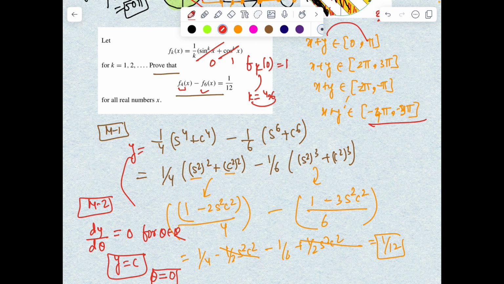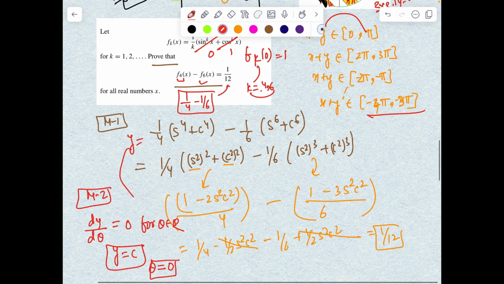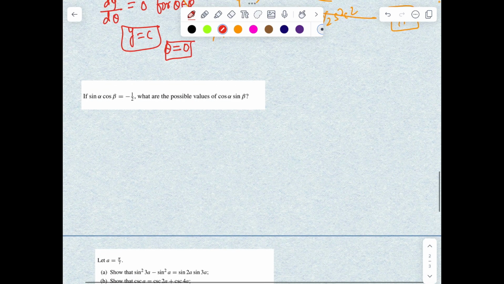Okay, so we have the answer 1 by 4 minus 1 by 6, because it's 1 by k for 4 and 6, which is 1 by 2. So this is also a basic question. Next question is, if sin alpha and cos beta is minus half, then we have to find the possible value of cos alpha and sin beta. Now this is something really interesting, because it's not something very obvious just to think of.